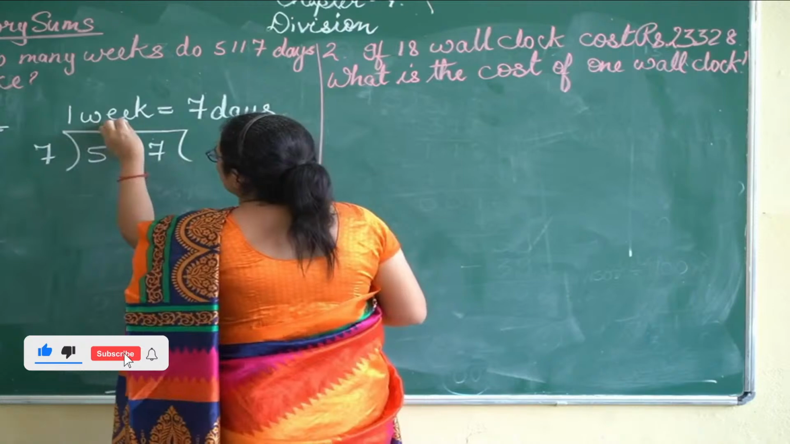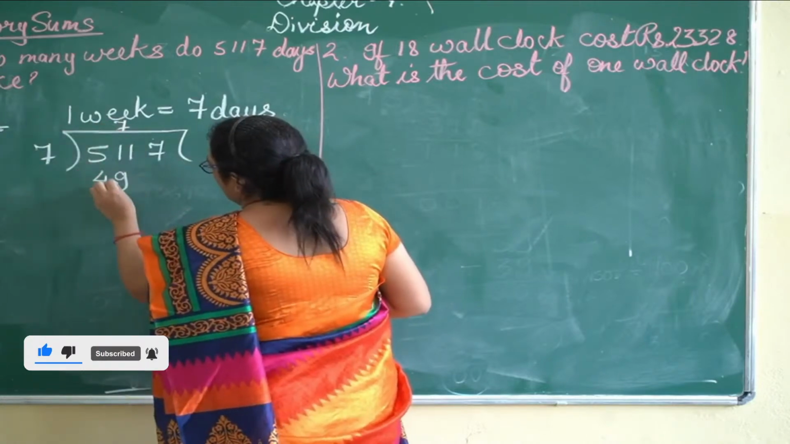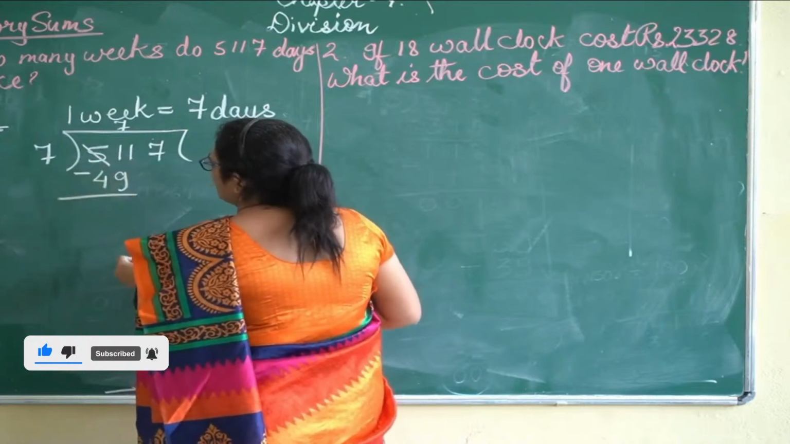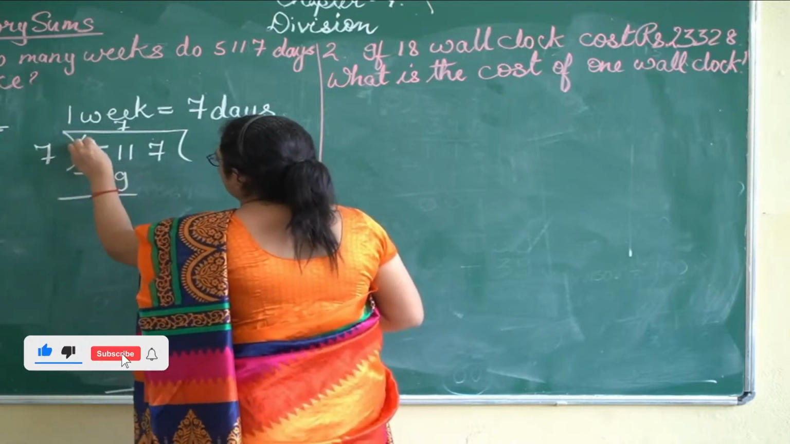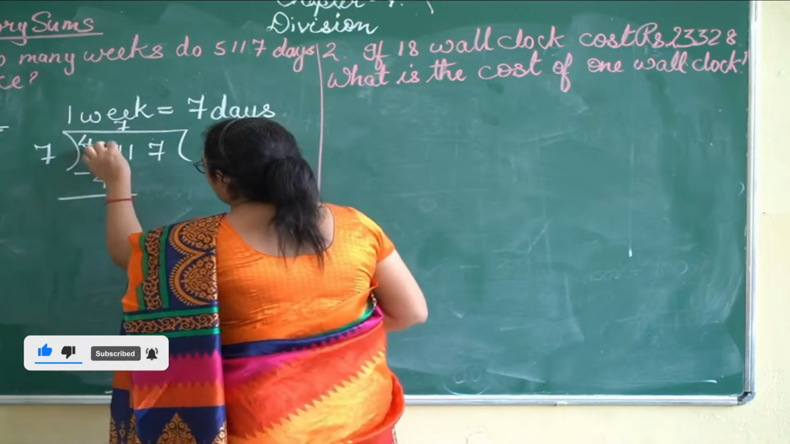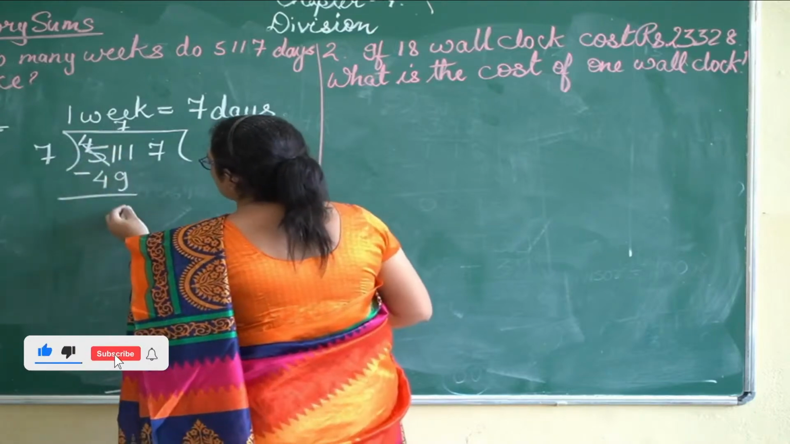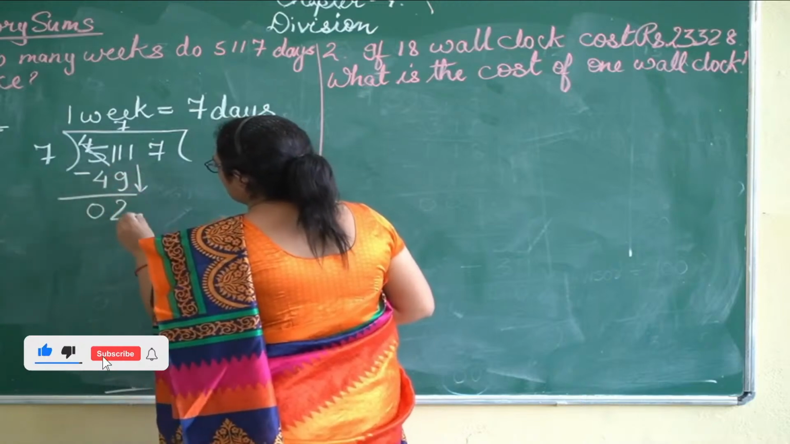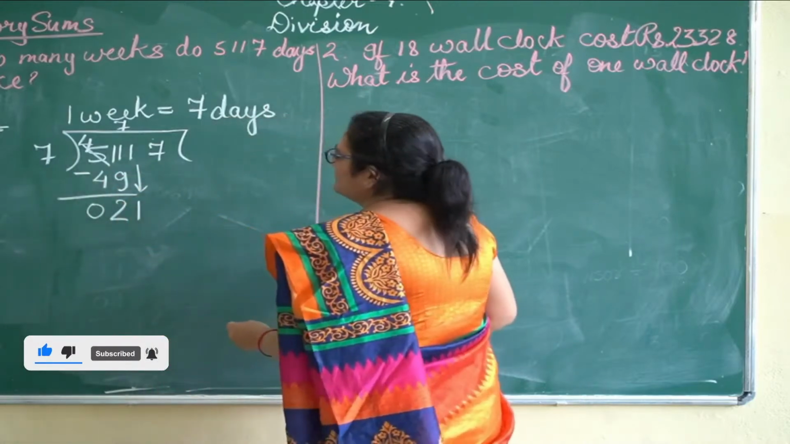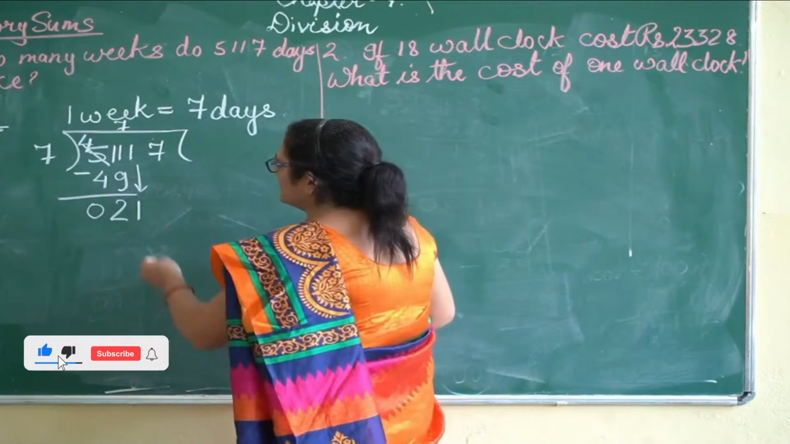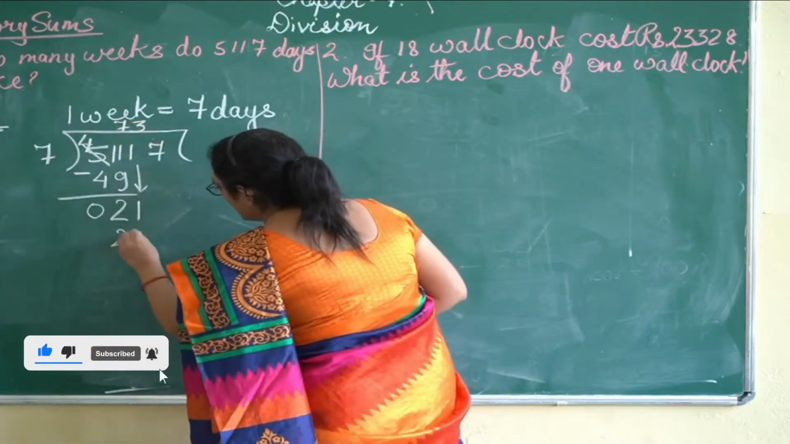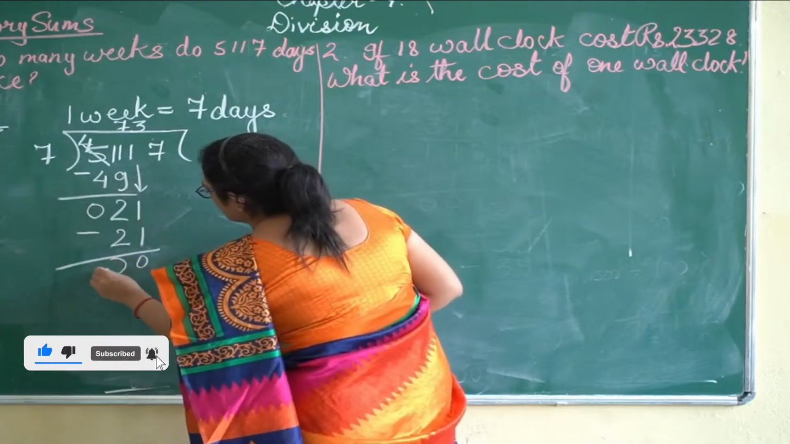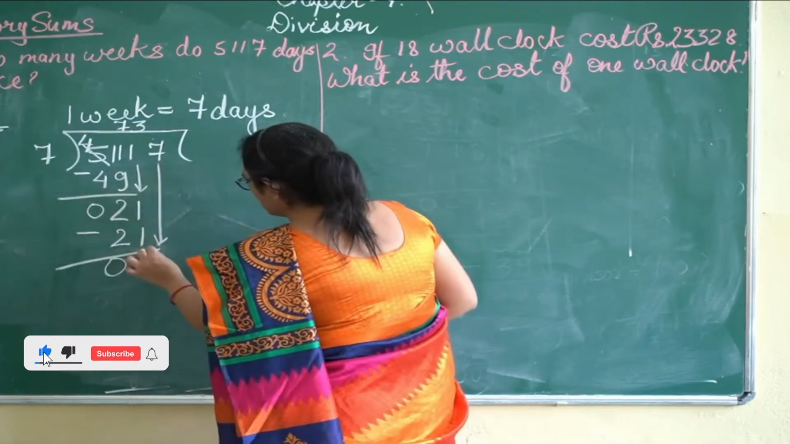7 7s are 49. Subtract. What will we take? 1 minus 9 you can't subtract. We will take the borrow from 5. 5 becomes 4 and 1 becomes 11. 11 minus 9 is 2. 4 minus 4 is 0. What will we bring down? 1. In the table of 7, when does 21 come? 7 3s are 21. Now we will subtract. 1 minus 1 is 0. 2 minus 2 is 0. Now we will bring 7 down.